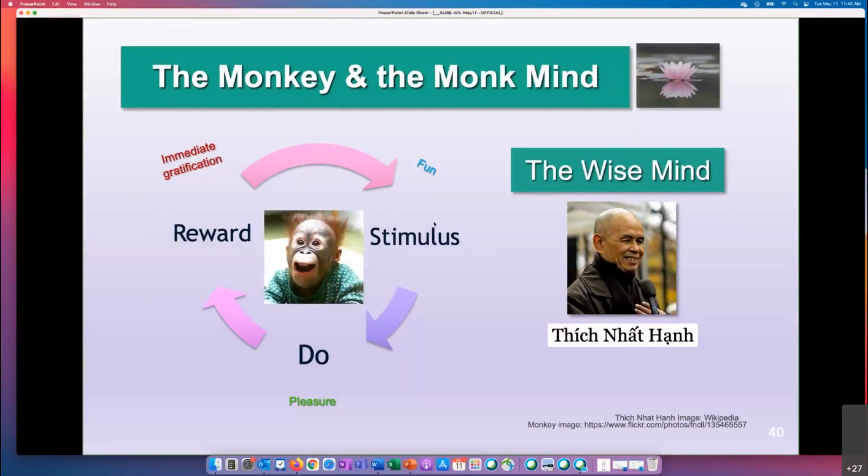This is something I'm big into, the monkey and the monk mind. In our brains, we have this little monkey that's dancing and running around. With every stimulus it finds, it wants to do something pleasurable. If it's fun, I'm going to do it, right? Not even thinking, just immediate gratification. The wise or monk mind is what intervenes, and what we want to develop in order to break that cycle.